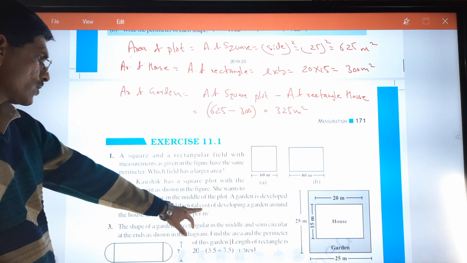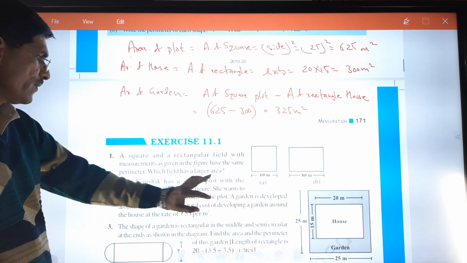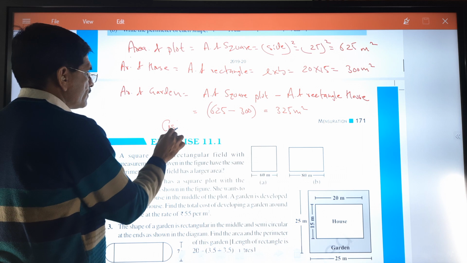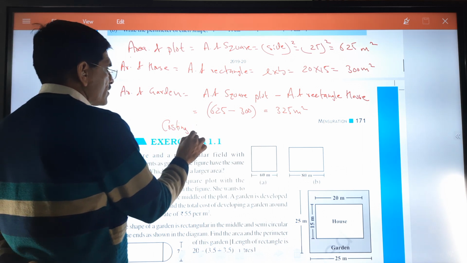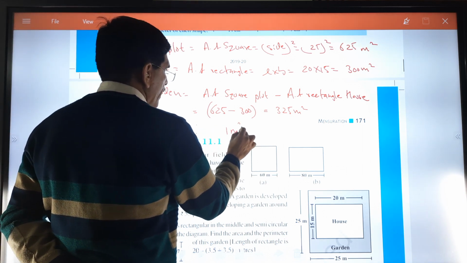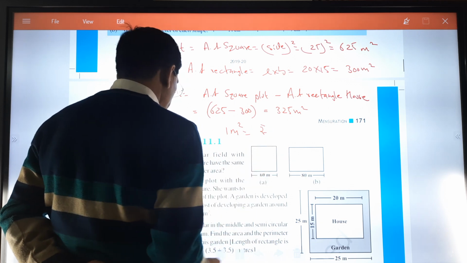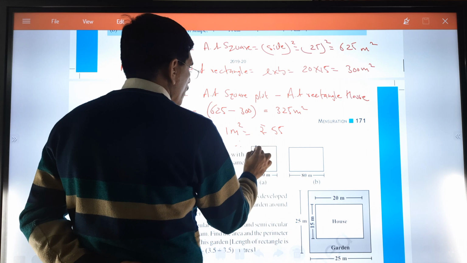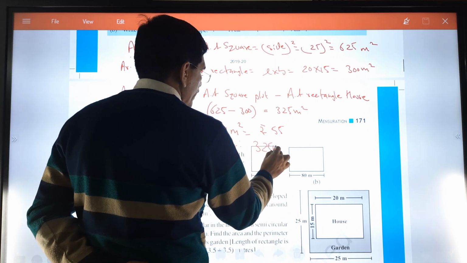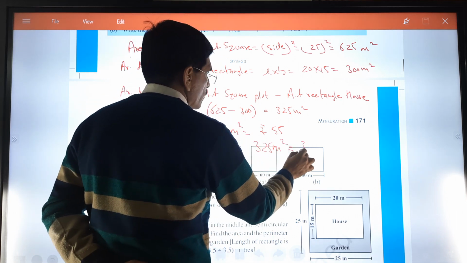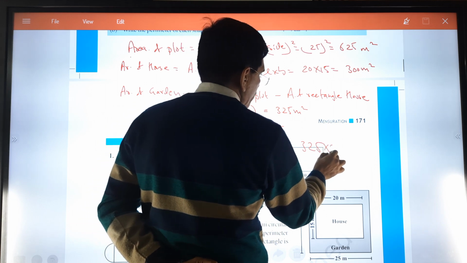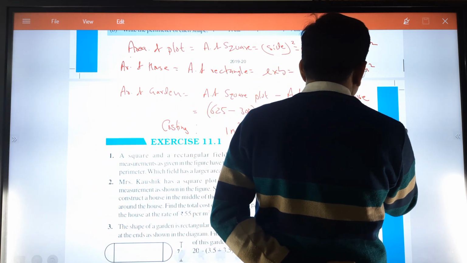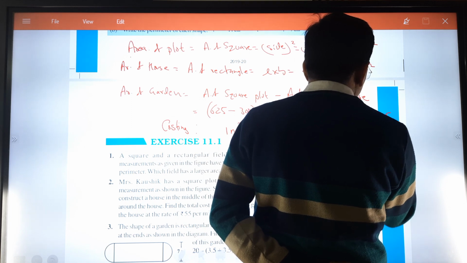Now what is the cost of developing the garden at the rate of 55 per meter square? Now it is called costing. In costing, 1 meter square costs how many rupees? That is 55. Therefore 325 meter square is equal to 325 multiplied by 55. That you have to do. So 325 multiplied by 55.